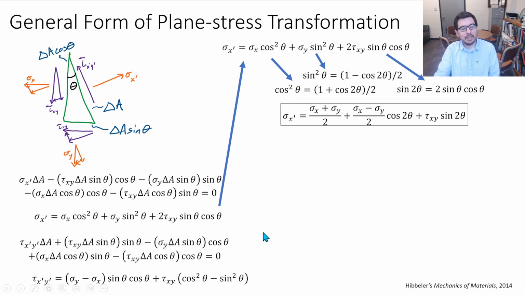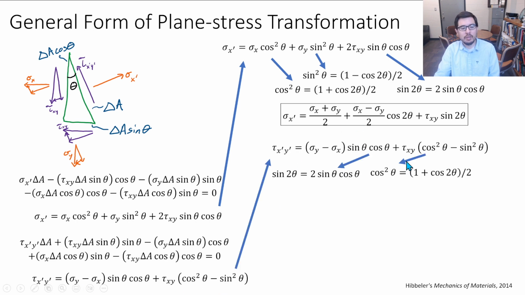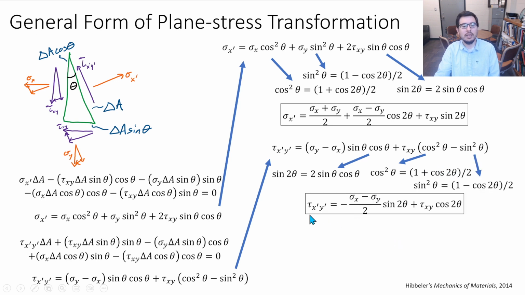Similarly, we can perform equilibrium in the y prime direction. This was in the x prime direction previously, but now in the y prime direction. We have the 5 components, and we get tau x prime y prime equal to this. Move it up here, use a few more trigonometric identities, and voila, this is what tau x prime y prime looks like.